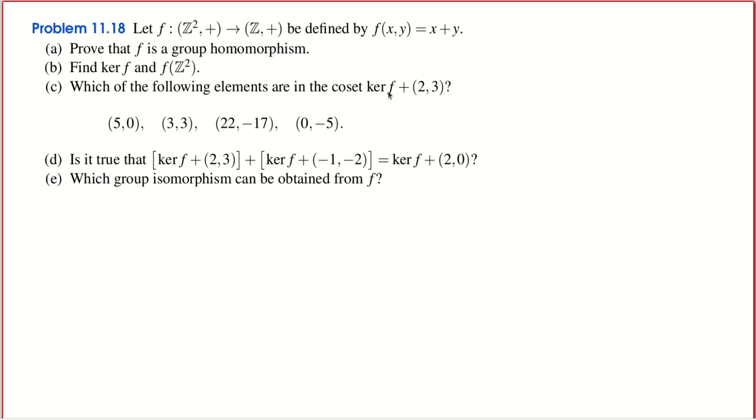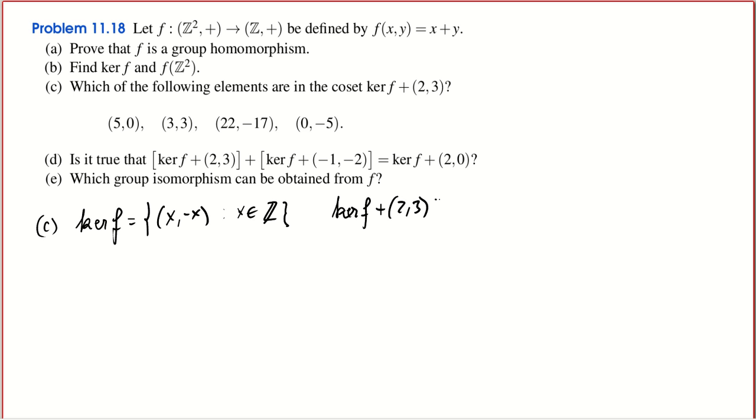So let's see, what is the kernel of f? Well, we have just found that the kernel of f is just all the pairs of elements like this, (x, -x), where x is an integer, right? So if we add (2, 3) to this kernel, what we have is all pairs of the form (x + 2, -x + 3). All right.